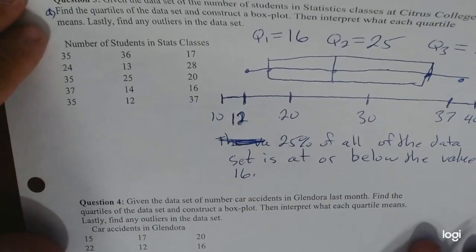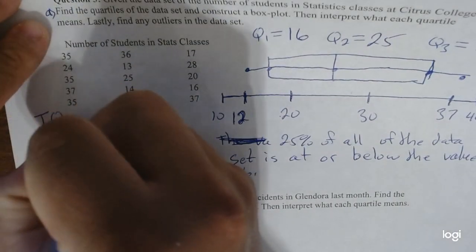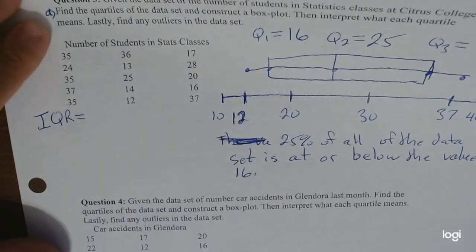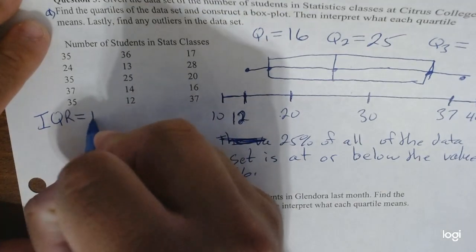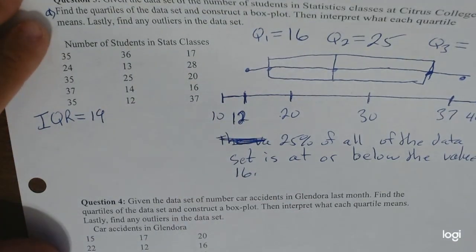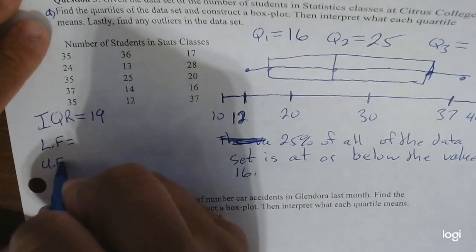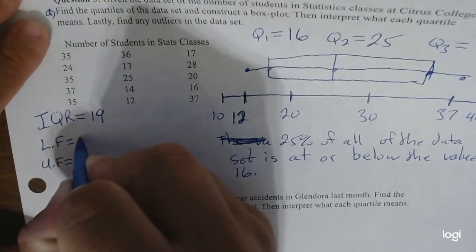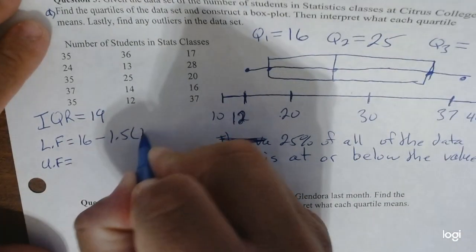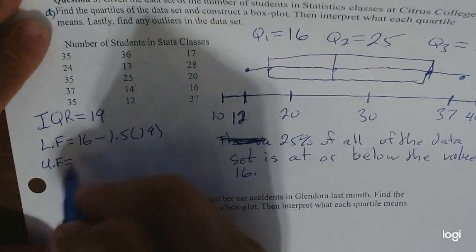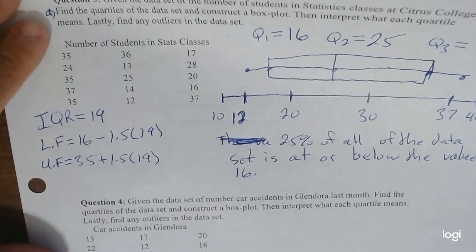All right, so now lastly, we want to find any outliers. So that's using the last stuff we just did, right? So the first thing we want to do is find the IQR. The IQR in this case will be 35 minus 16, which should give you 19. Okay. So next thing we want to find is the lower fence and the upper fence. So remember, our equation for lower fence is your Q1, which is your 16, minus 1.5 times 19, and the upper fence is 35 plus 1.5 times your IQR.